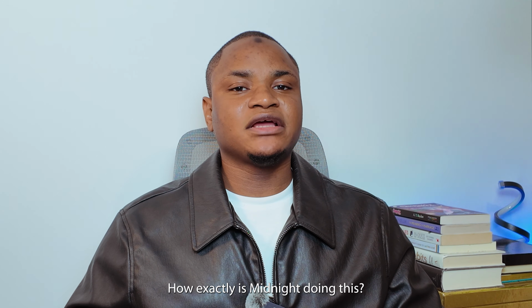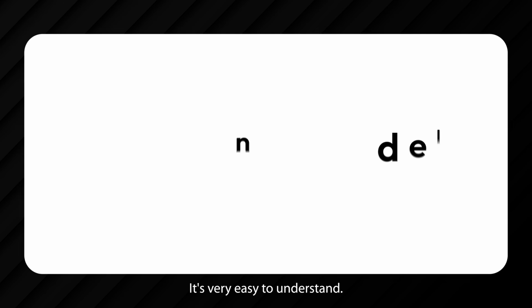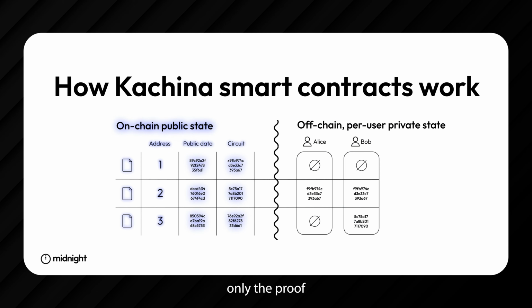How exactly is Midnight doing this? Midnight uses something called the Kachina model. Alright, don't let the name scare you, it's very easy to understand. First, your private data stays on your machine and never gets uploaded anywhere. Secondly, the proof generation happens locally via a proof server. And finally, only the proof and the public data go on chain.